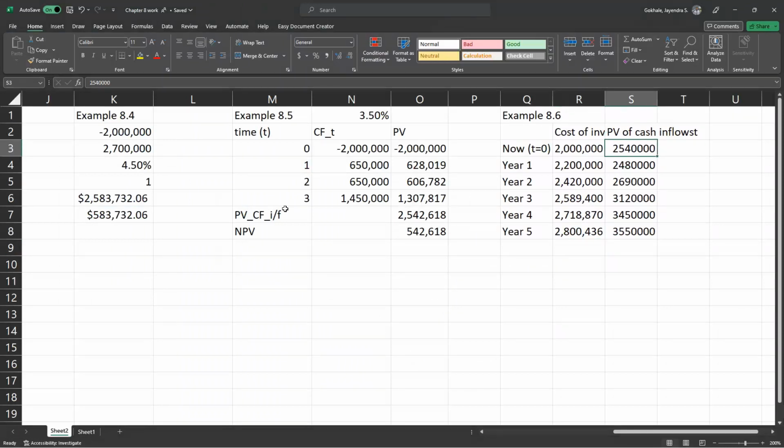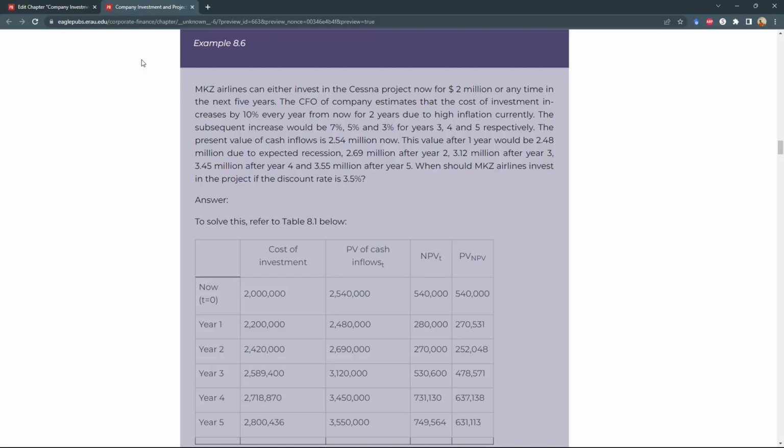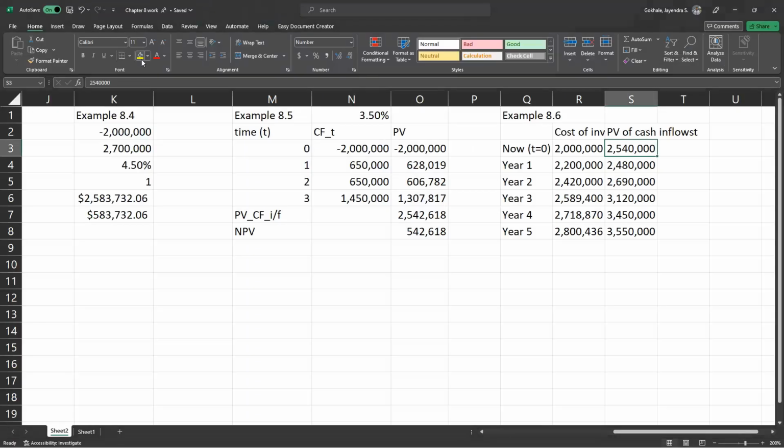Now the present value of cash flow. You can notice that we had this PV of cash inflows as 2.542618 in example 8.5. So notice how this 2.54 million came in from here. The present value is coming from multiple cash flows. That's something that we must note. So just changing the format of cells to millions, it's 2.54. Then the numbers are just taken exactly from the example: 2.48, 2.69, 3.12, 3.45, and 3.55.